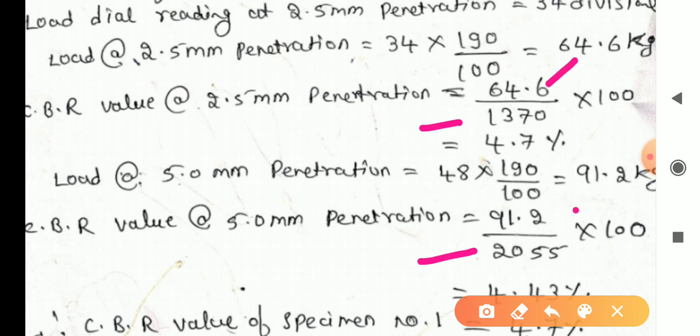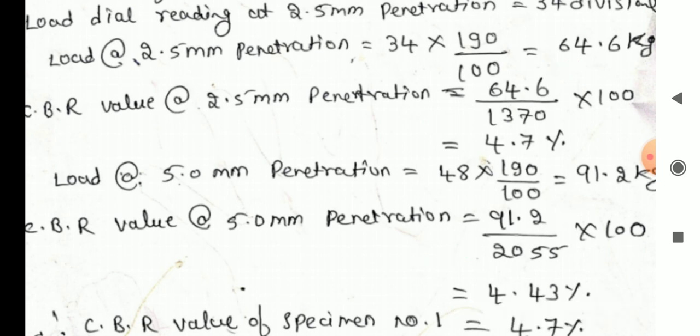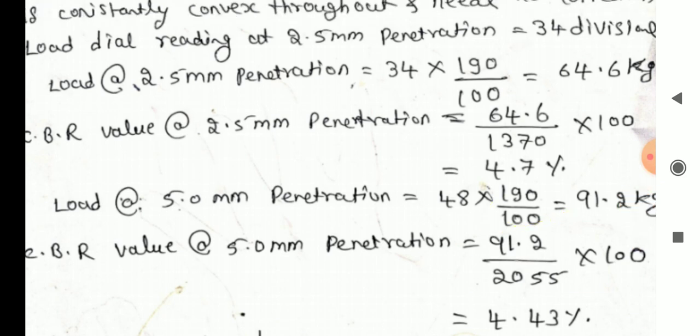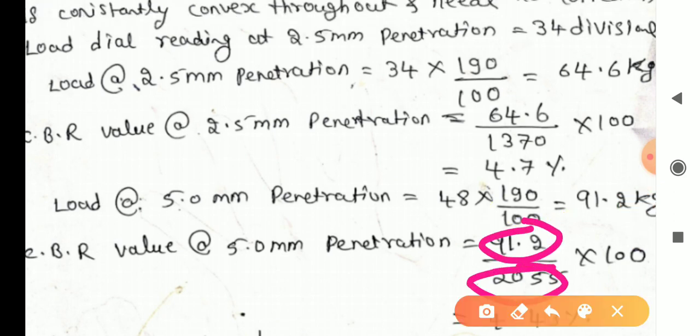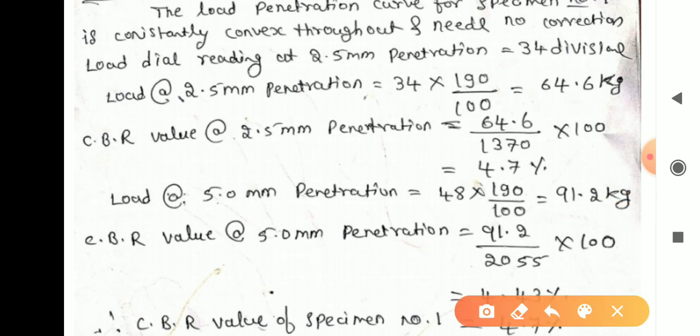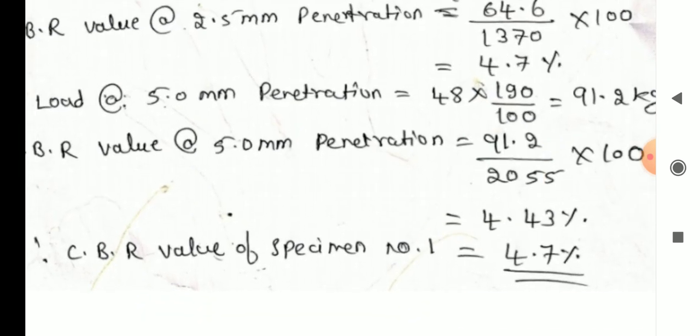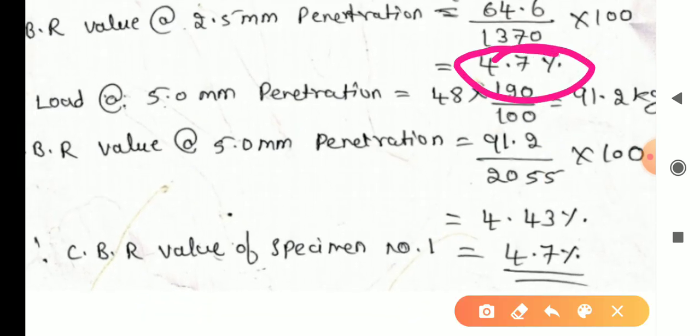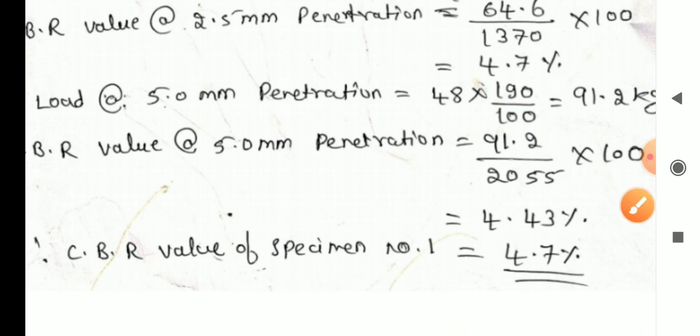So 64.6 and 91.2 are what we found in the CBR test, which means we are comparing soil to aggregate. Soil to aggregate into 100 gives the CBR percentage. Between 2.5 mm and 5 mm, whichever is the highest CBR value we have to note down. Here 4.7 and here 4.47, so the highest is 4.7, and for specimen 1 I am considering this one.